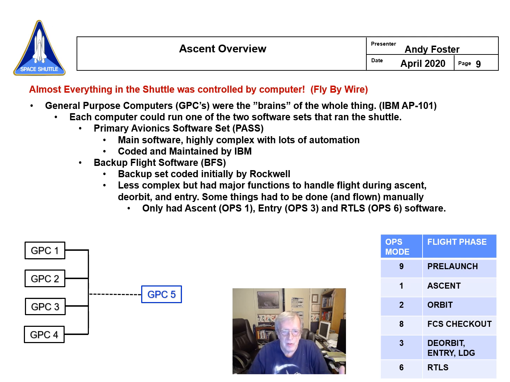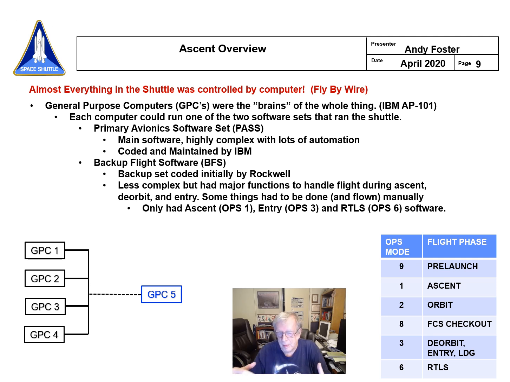The BFS was a lot less complex in the past. It had the major functions, like I said, to handle ascent, deorbit, and entry, but some things had to be done and even flown manually because it was such a simple set. So it had OPS 1 ascent software, OPS 3 entry software, and RTLS software only. And if you want to know what RTLS is, go find the RTLS briefing.